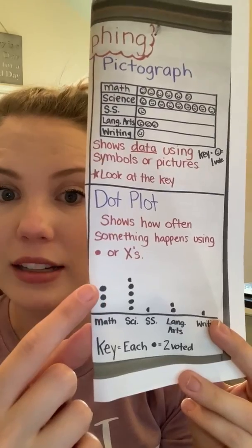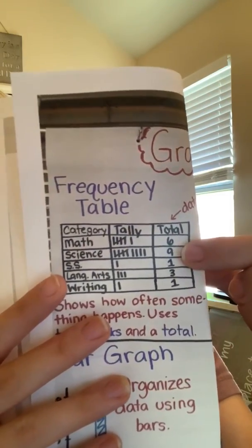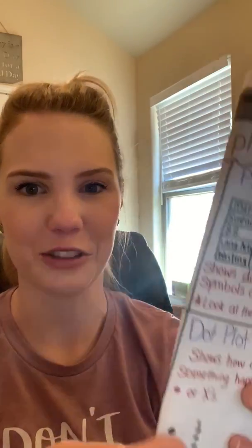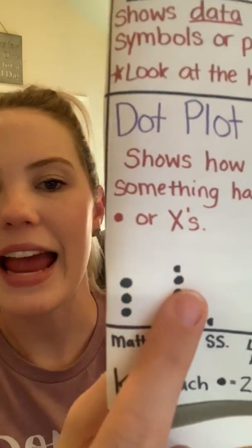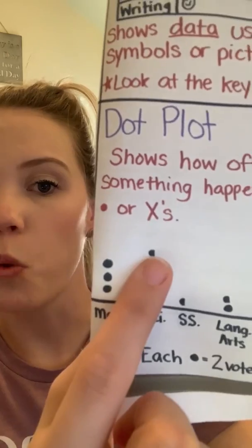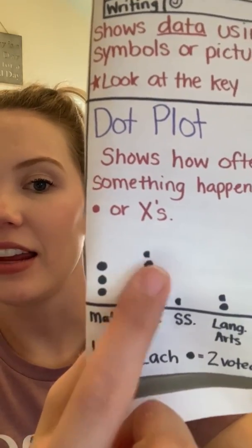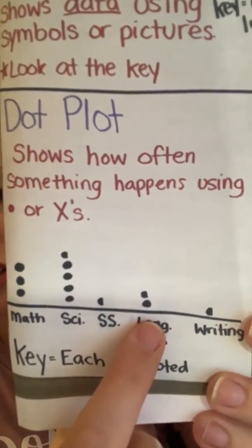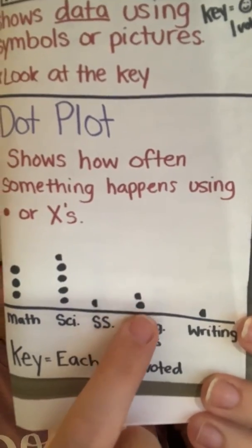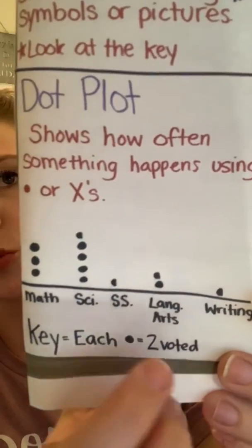2, 4, 6. Now, when I got to science, if you remember, we'll go back to our chart. When I did my science survey, I got 9, which is an odd number. So if I'm counting by 2s, I know 2s goes with even numbers. How can I show an odd number like a 9? There's an answer for that. If you see my science here, I have 2, 4, 6, 8, and half of a whole circle equals 1, so that's 9. Social studies, I only had 1 vote, so I just drew a half circle. Language arts, I had 3 votes, so I drew 2, 3, so a whole and a half. And then for writing, I had 1 vote, so I just drew a half.